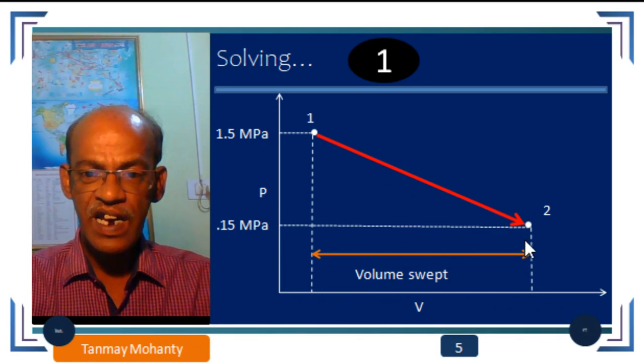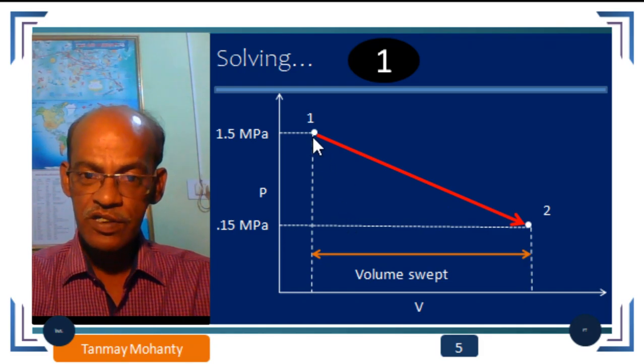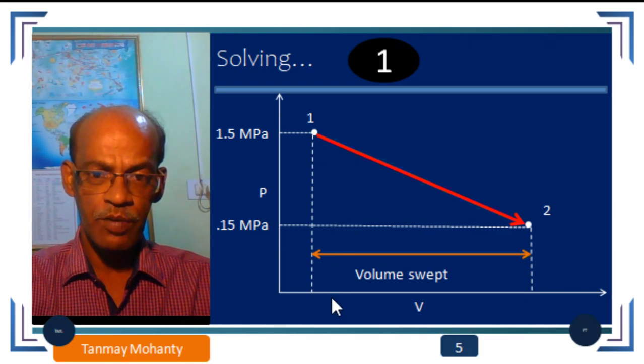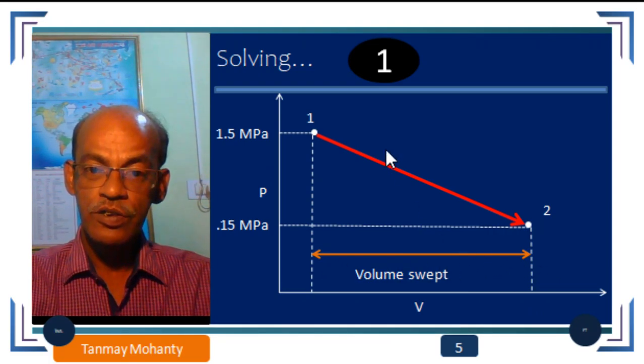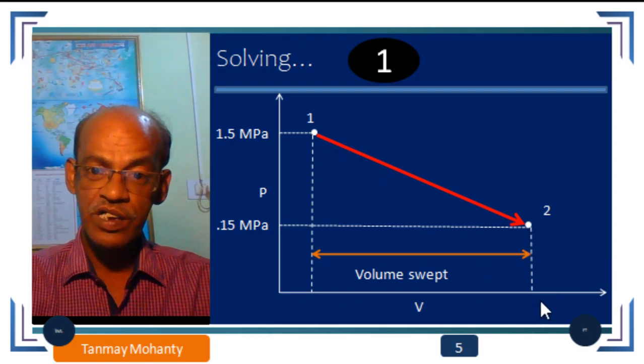The total area will be my work done. And you know the formula for finding the area of this curve, which is a trapezium: half into sum of parallel sides. These are the parallel sides, 1.5 megapascal at state 1 and 0.15 megapascal at state 2. Half into sum of parallel sides multiplied by the distance between the parallel sides. What is that? Swept volume. So we can find out the area, and that will give us work done.